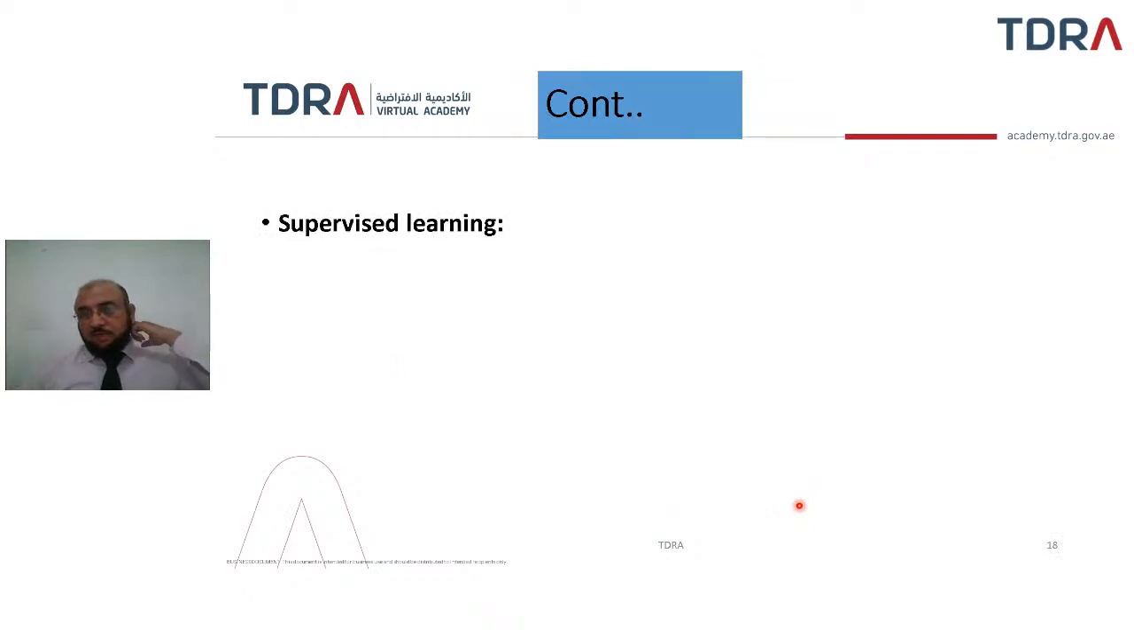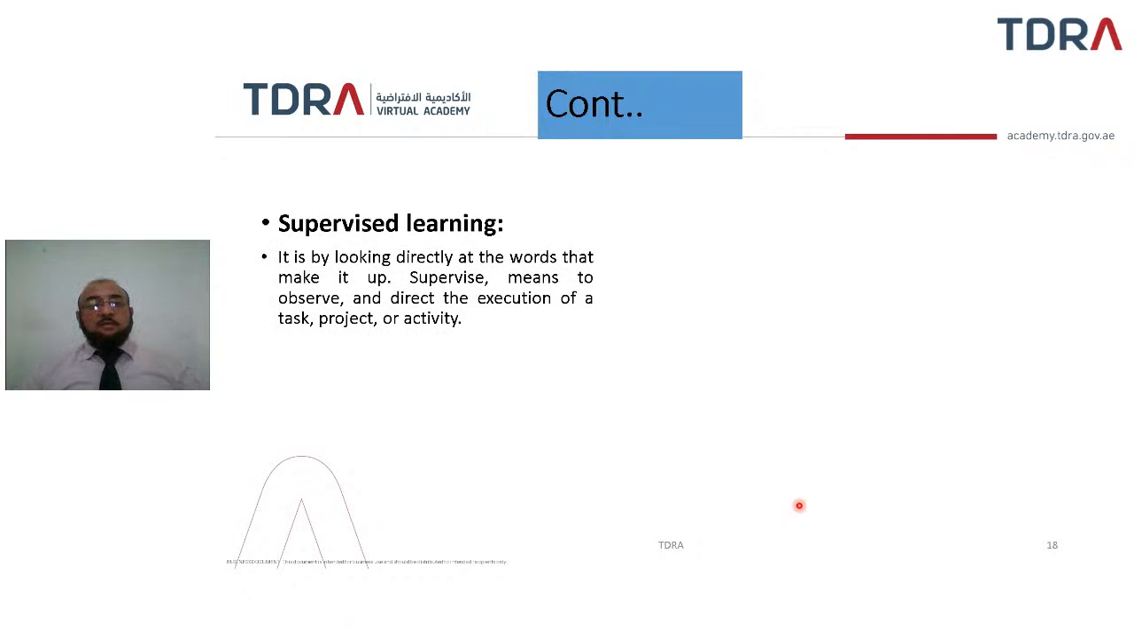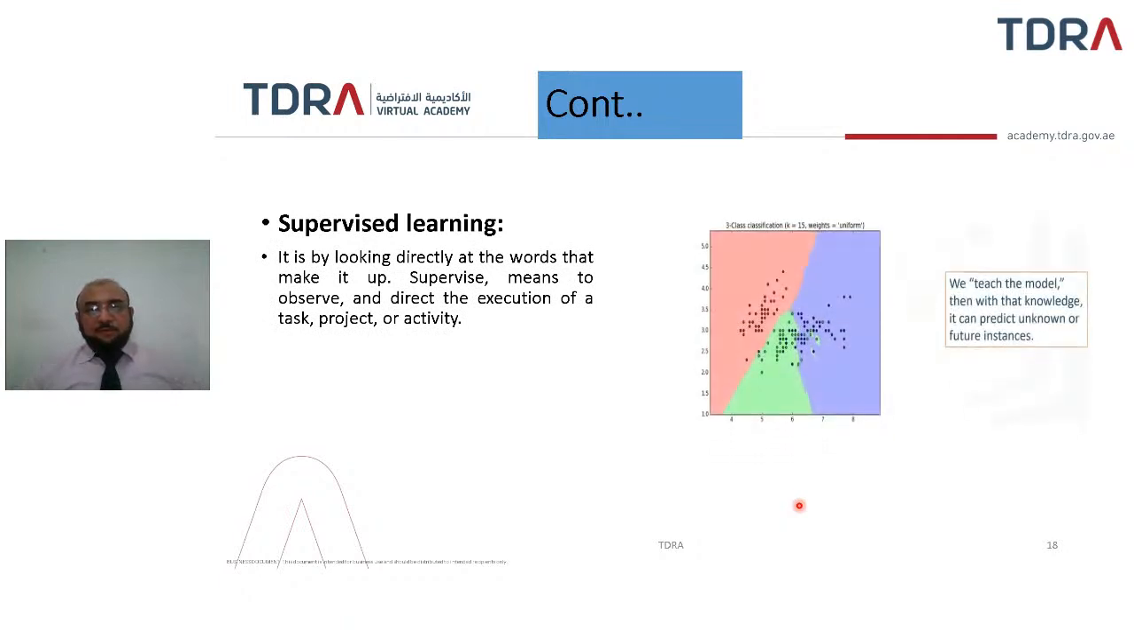Then we have supervised learning, which we already discussed. We teach the model so that it can predict unknown or future instances. First of all, we teach the model, and then when we give the new test data, it will predict based on the previous features.